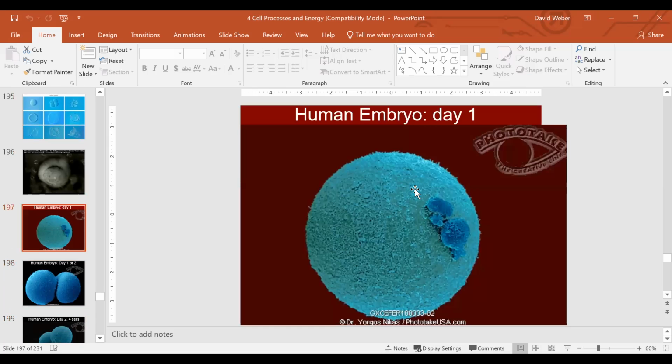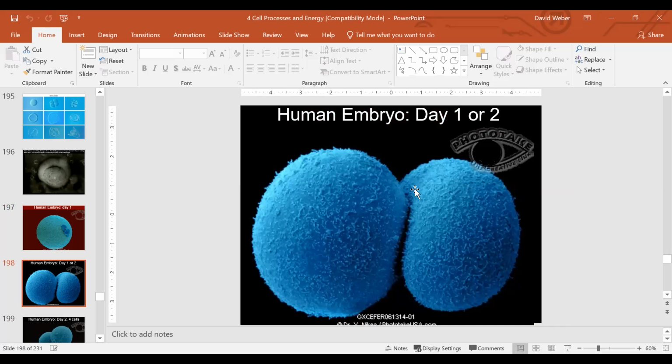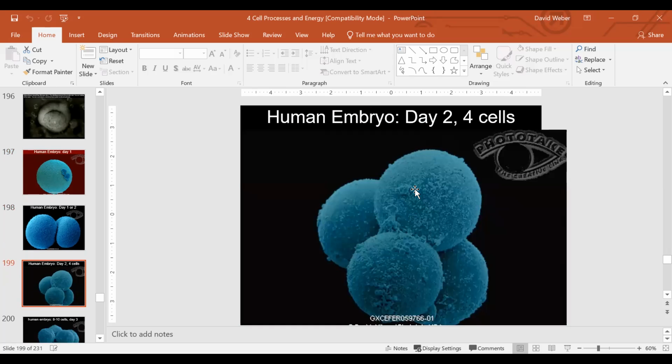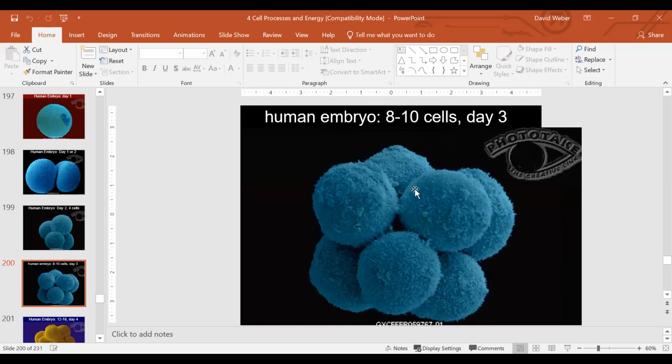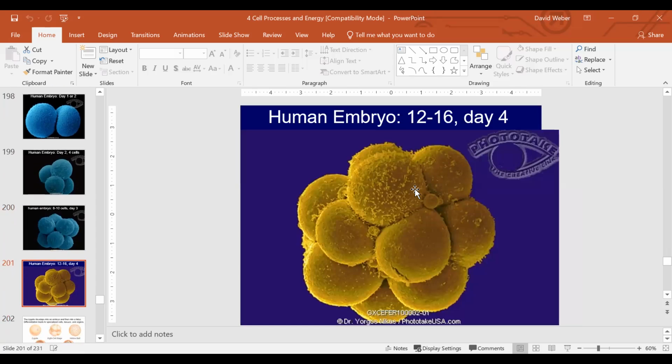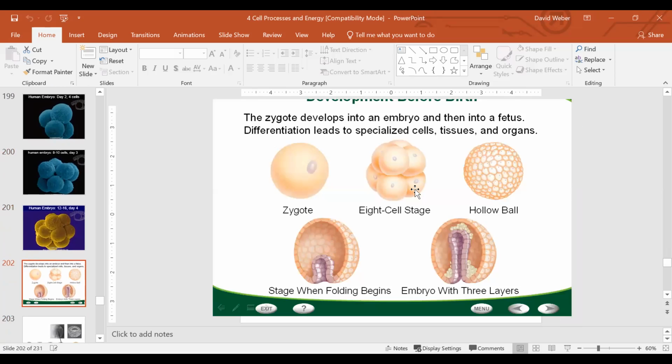Okay, I'm just going to quickly go over these so you guys can see how a human is made. I'm not talking about the process, but about what happens after the egg is fertilized. Day one kind of looks like this. At the end of day one, beginning of day two, it divides. Look at that. End of day two, it's 4 cells. End of day three, you have between 8 and 10 cells. Day 4, 12 to 16, and so on and so forth.